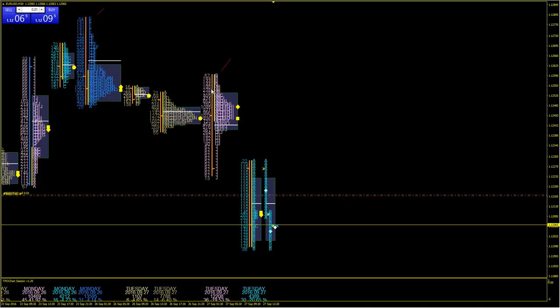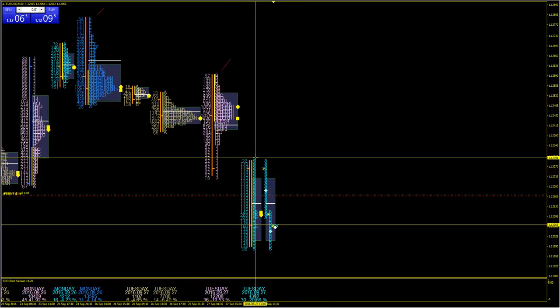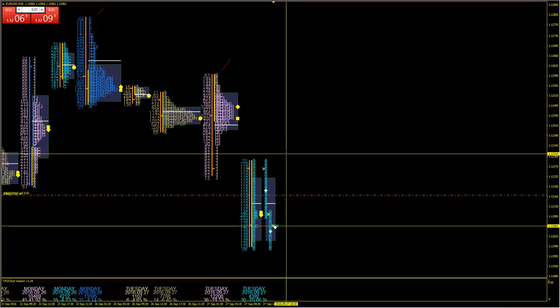And now you will see the C period started here. You see the C period here. This is the C period right now. So again, A, B, very strong initial balance on this session.